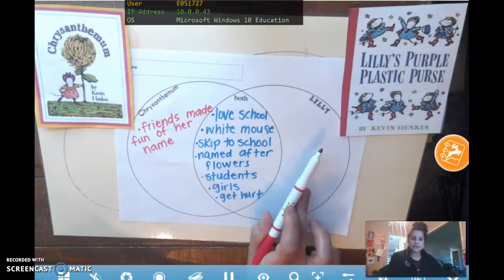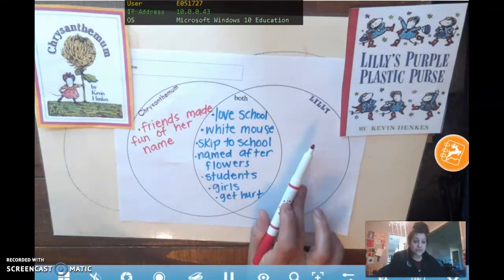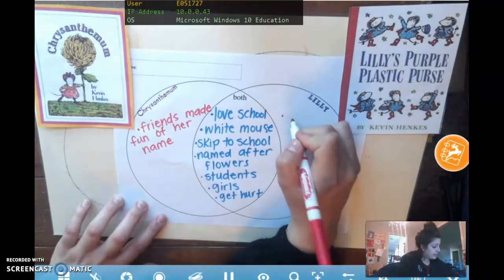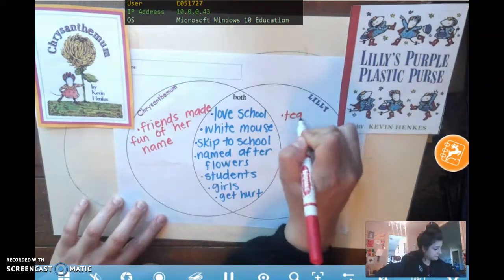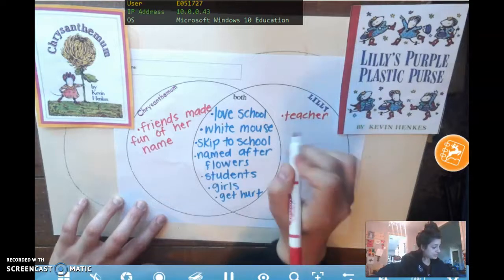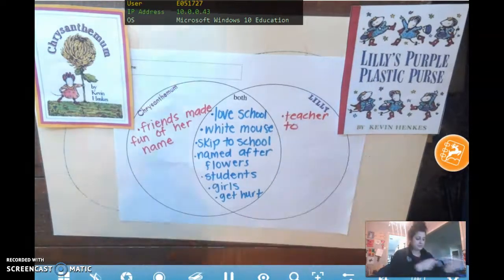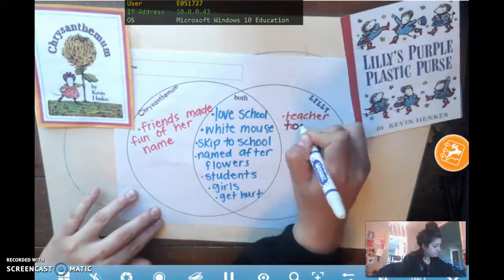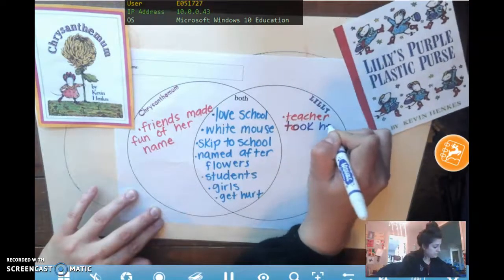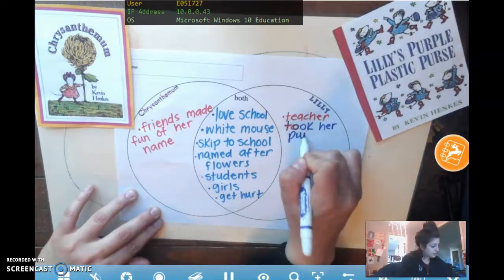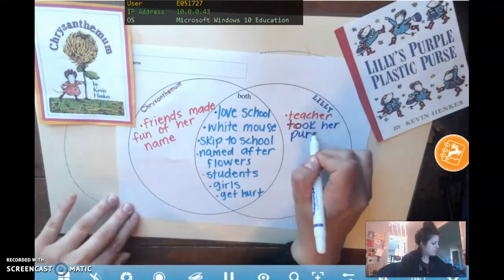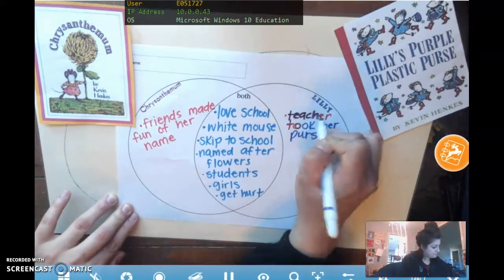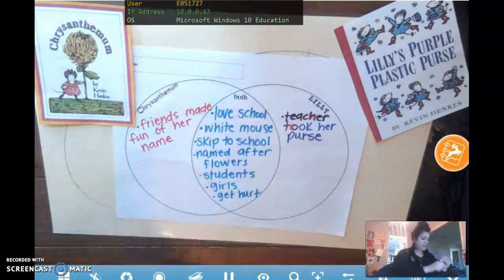Lily got hurt in the story when her teacher took her purse. So I'm going to put that here. Her teacher, oops, I was supposed to write that with a different color. Took her purse because it was a distraction. Okay.